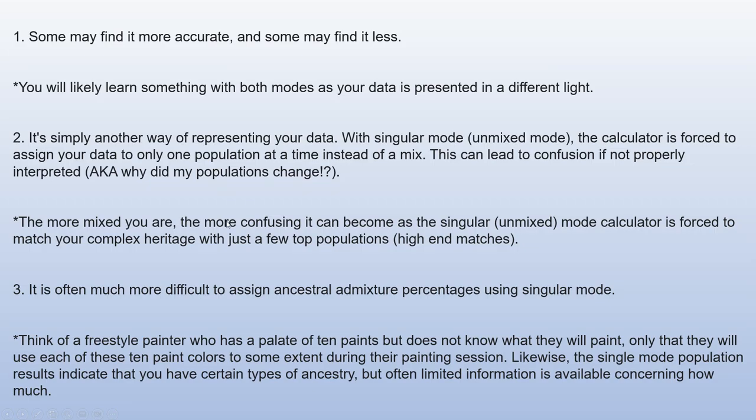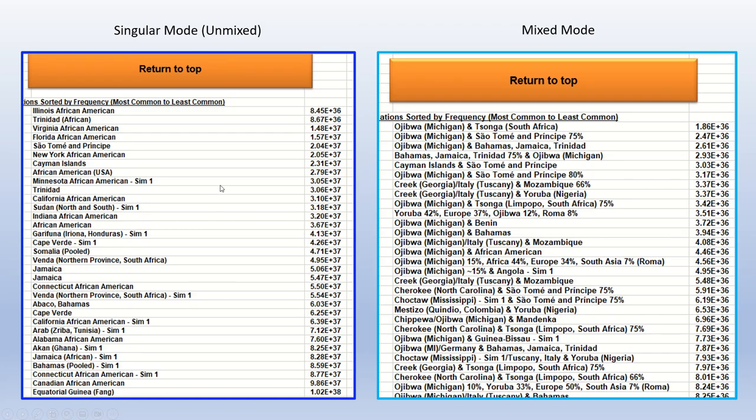Okay? The more mixed you are, the more confusing it can become, as the singular unmixed mode calculator is forced to match your complex heritage with just a few top populations, as we were just mentioning, or high-end matches. It's forced to represent everything line by line, and you have to unpack it with singular mode. It is often much more difficult to assign ancestral admixture percentages using singular mode. Yes, that is absolutely true.